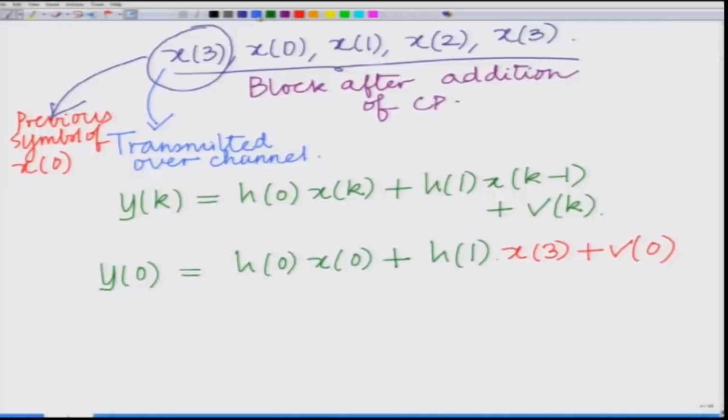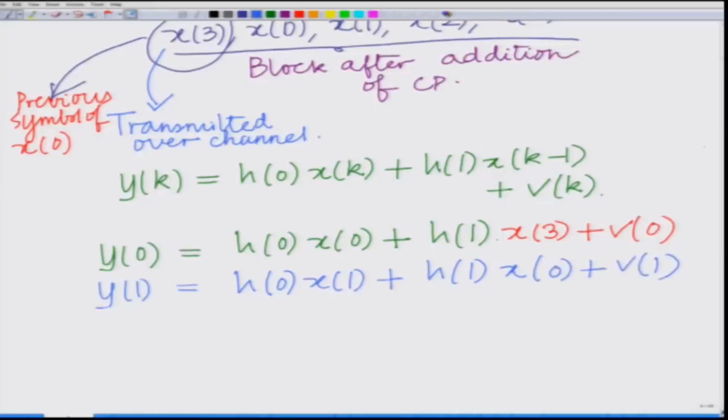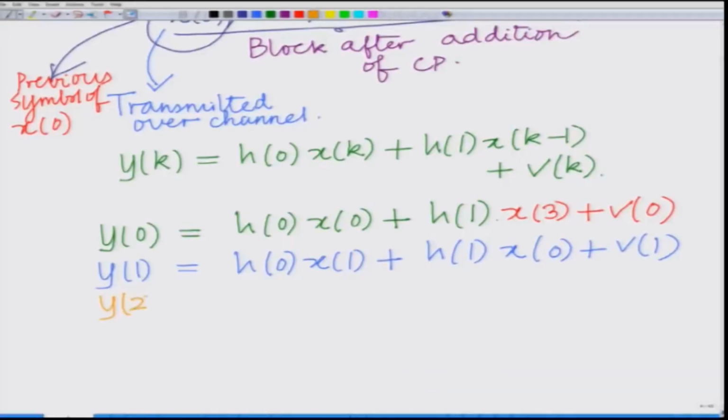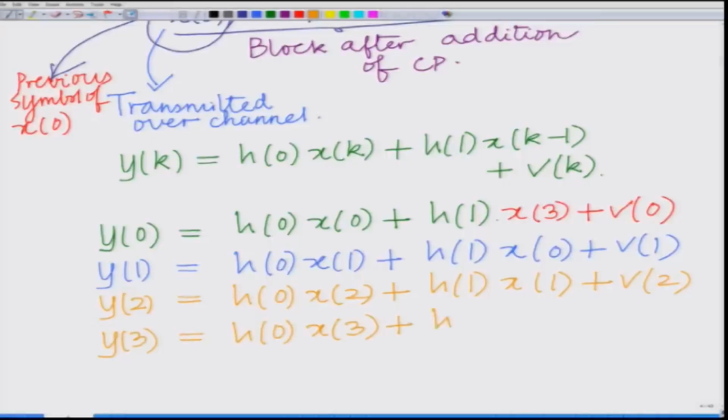And of course, now for the rest of the symbols we can write it as usual, that is y1 equals h0 x1 plus h1 x0, which is the previous symbol of x1, plus v1. y2 equals h0 x2 plus h1 x1 plus v2. y3 equals h0 x3 plus h1 x2, which is the previous symbol to x3, plus v3.